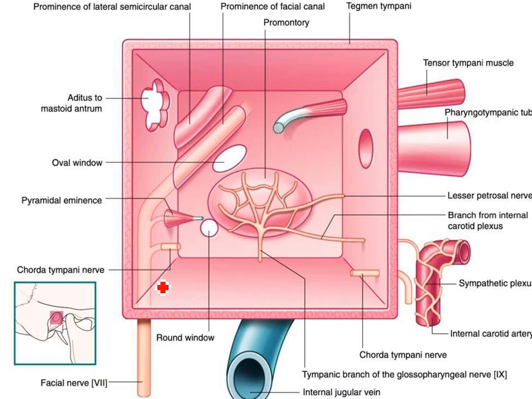Now, what is on the base? In the inferior wall, you have the internal jugular vein. That's the internal jugular vein. And when you go to the anterior wall, as you can see from here, the carotid artery is seen. Anteriorly and inferiorly, the carotid artery is seen, and anteriorly and medially, the tubotympanic tube or your auditory tube is opening into the nasopharynx. So these are a quick look at the walls of the middle ear.